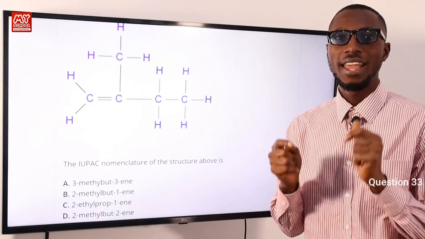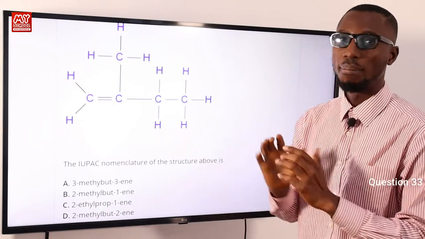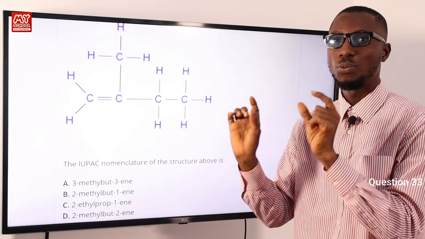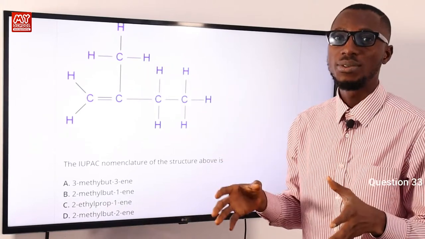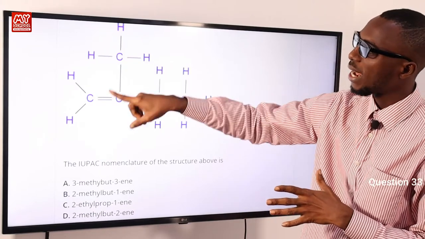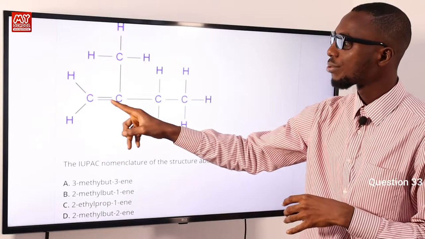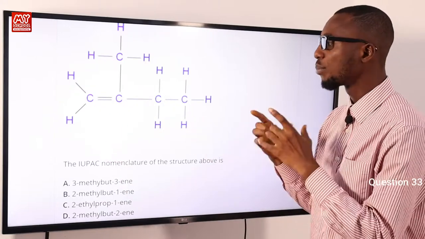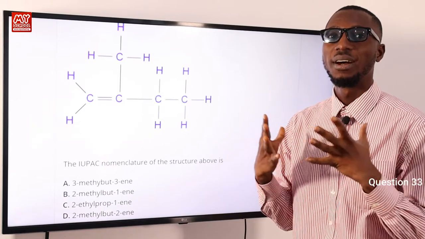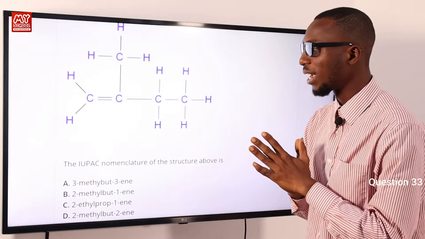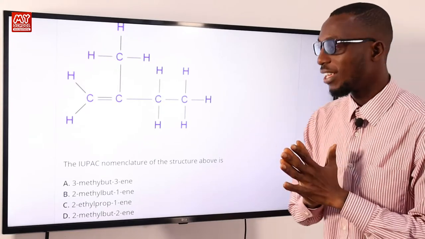So alkene, A-L-K-E-N-E. Looking at the position of the double bond, that makes it number one, so we can correctly say that this is butene-1. Then looking at the other functional group, this attachment here, the methyl group, we can see that it is attached to the second carbon, so that is number two. This makes it 2-methylbut-1-ene. That is the correct IUPAC nomenclature of this structure. Option B is very correct.